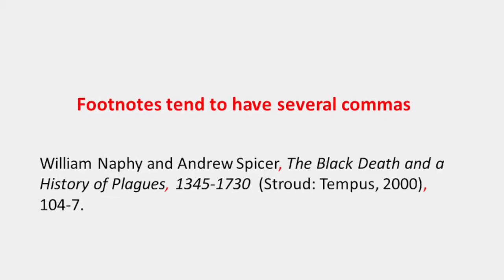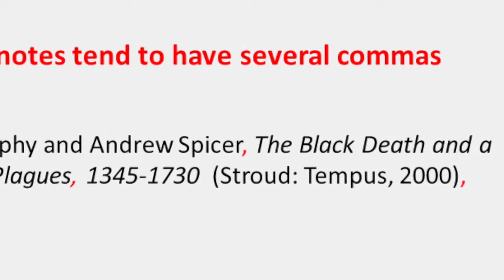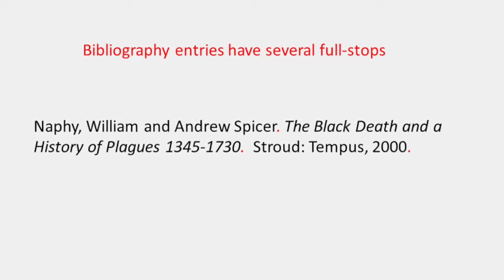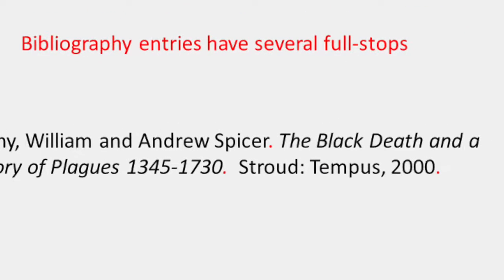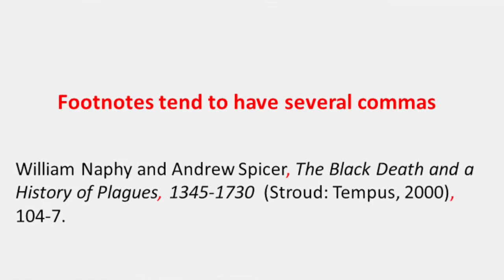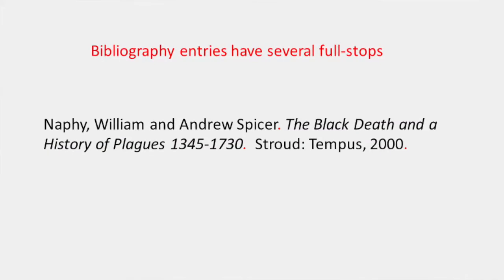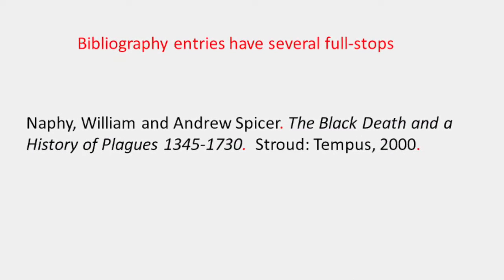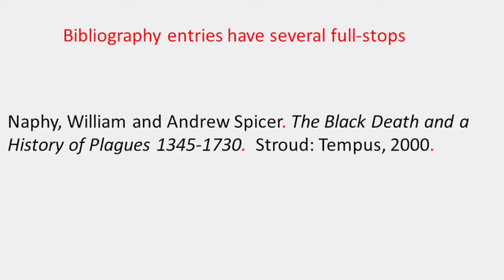Another difference between footnotes and bibliography entries is that footnotes tend to have lots of commas and bibliographies have lots of full stops. Maybe it would be useful to think of a footnote as a sentence with the commas dividing the bits of the sentence, and a bibliography is more like a paragraph with separate sections, separate elements divided by full stops.